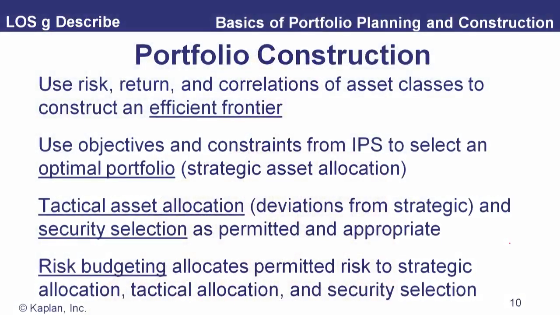So we could use, as I said, the risk, return, and correlations of these asset classes to construct an efficient frontier of asset classes. We'll use the objectives and constraints, RRTTLLU, from the IPS to select an optimal portfolio. That's our strategic asset allocation.